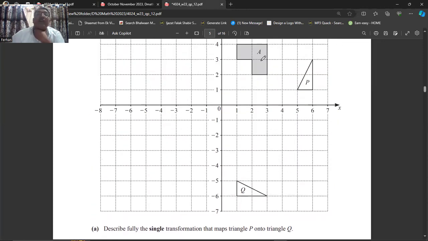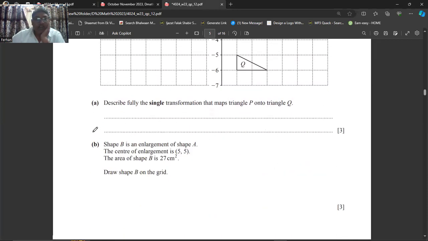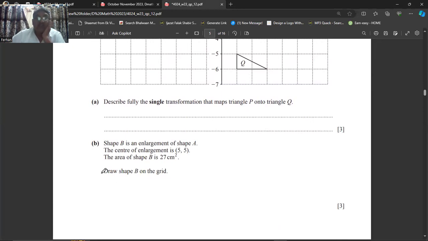The area of the object I can find from here. This is 1, 2, and 3. So the area of the object is 3 centimeters squared, and the area of the image is 27 centimeters squared. Because this is enlargement, the area of the image is equal to k squared times the area of the object. This is the formula which relates the area of the image with the area of the object.